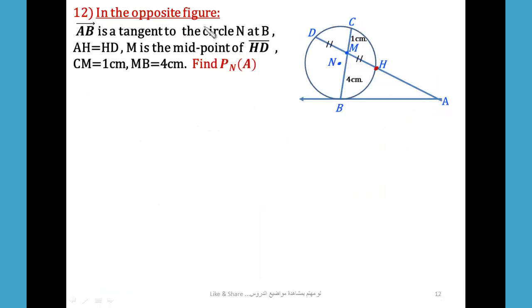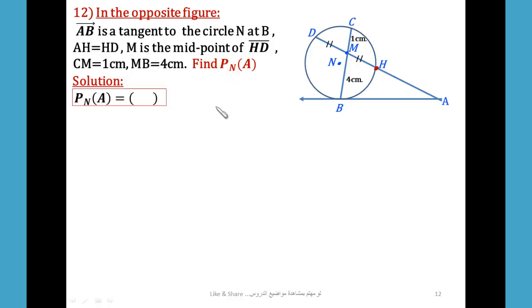Question 12. In the opposite figure, ray AB is a tangent to circle N, the circle whose center is N, at the point B. And AH equals HD. M is the midpoint of HD, MH equals MD. And CM equals 1 centimeter, and the length of MB equals 4 centimeters. Find the power of point A with respect to circle N.